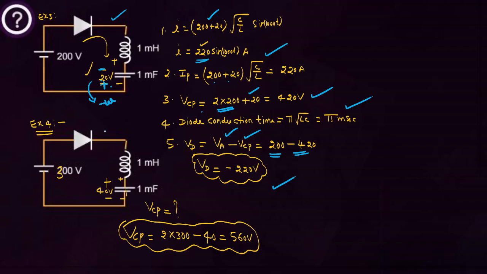Then in this case, what is the peak voltage across the capacitor? Peak voltage across the capacitor is 2 into 300, 2 Vs. But the initial voltage across the capacitor is positive. If it is positive, you subtract 40, giving 560. Like this we can do it easily. Maximum, they are asking the initial, that is, the instantaneous current also. That you have to concentrate on.